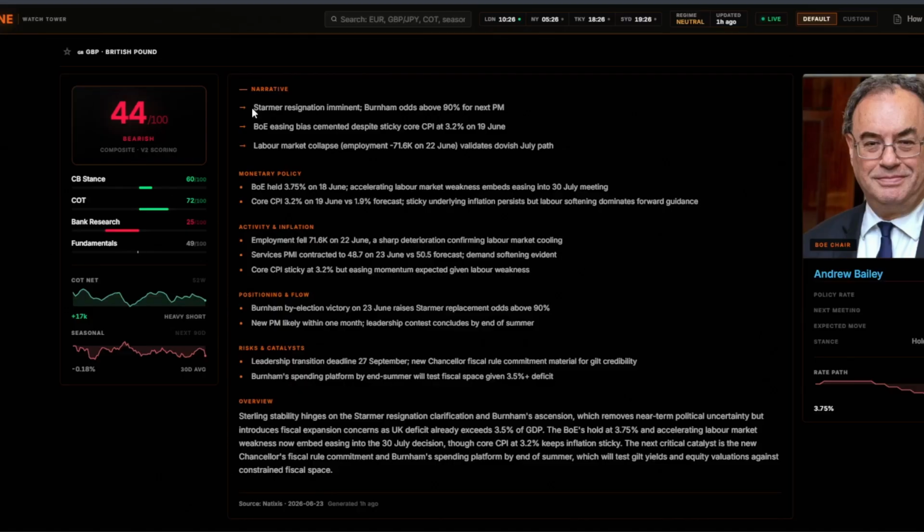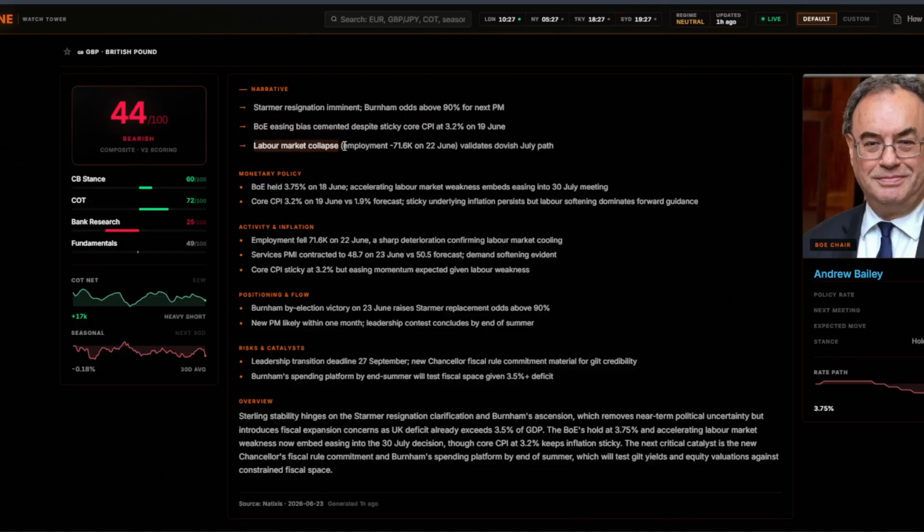So narrative wise, Starmer resignation imminent, right? If you guys have been keeping up with UK politics, Starmer has basically resigned fully. He already spoke about it. I believe he made a speech confirming the resignation yesterday. Burnham is probably going to come in and take the lead here. The Bank of England easing bias cemented despite sticky core CPI at 3.2% on 19 June, right? We'll talk a little bit about that, and we'll definitely see that in the macro data.